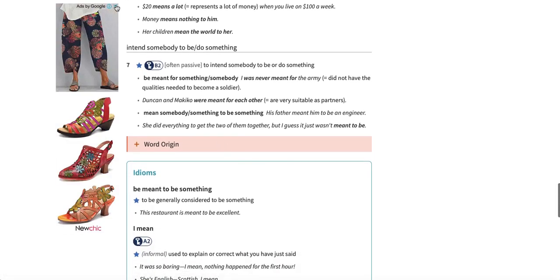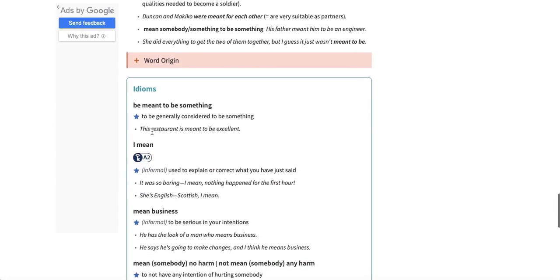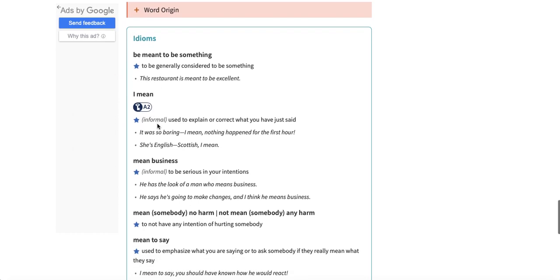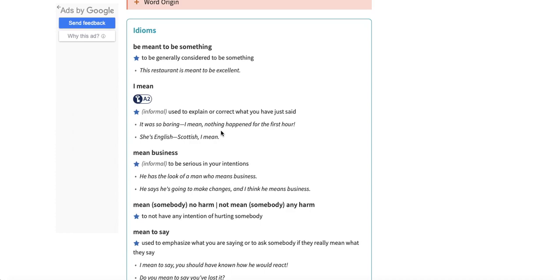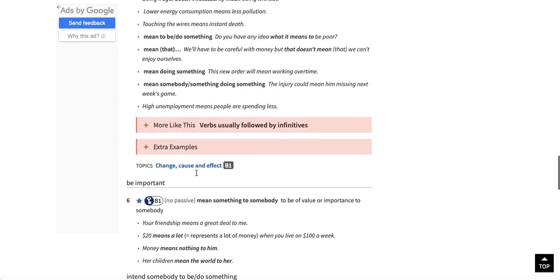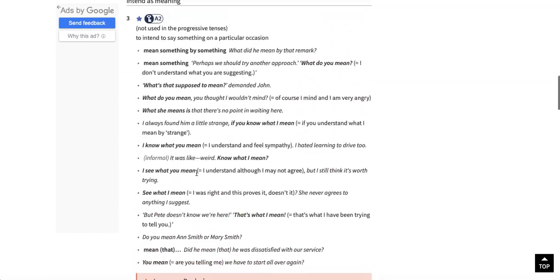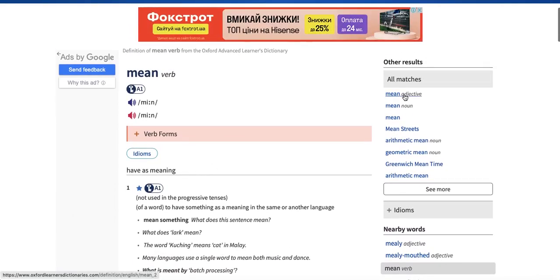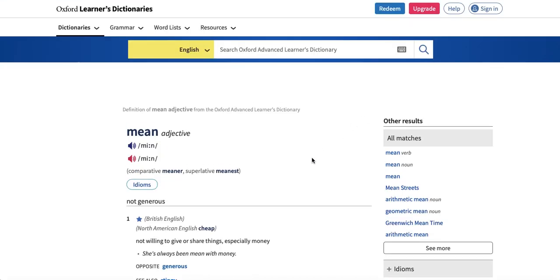Also, this dictionary offers some idioms, and here in this block you can find specific phrases, idiomatic expressions, and also the level is mentioned. So this is the group of words based on mean as a verb, and if you move to the right side of the website, you can find here mean as an adjective.